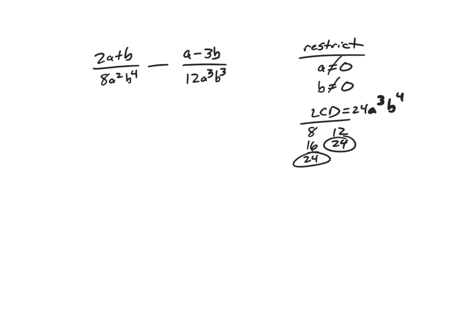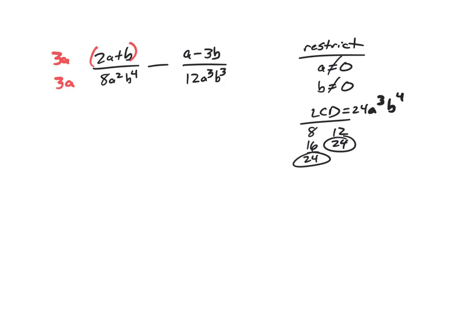Okay, so let's do the first fraction. I have 8, a squared, b to the fourth. What do I have to do to 8 to make it 24? Multiply by 3. Okay, and I have 2 a's, but I need another a, so we're going to multiply by 3a. And I need b to the fourth, but I've already got a b to the fourth. So there, we're okay. And I'm going to multiply by 3a on both top and bottom.